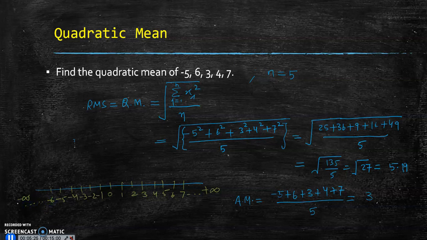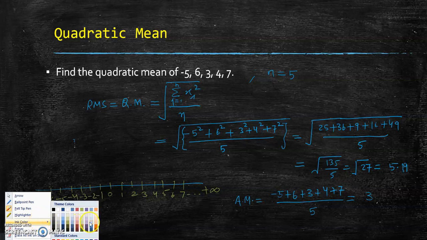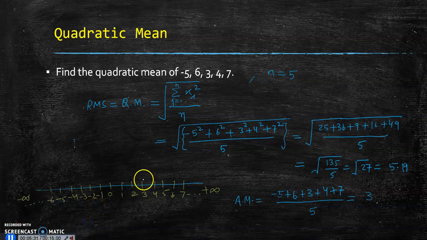So my arithmetic mean is 3. Let me change the color once again. Okay, my arithmetic mean is 3. That means right here is where my x bar sits, which is equal to 3. Now what is my first observation? Negative 5, which is here. The second observation is 6, which is right here. Third observation is 3, right here at the mean itself.